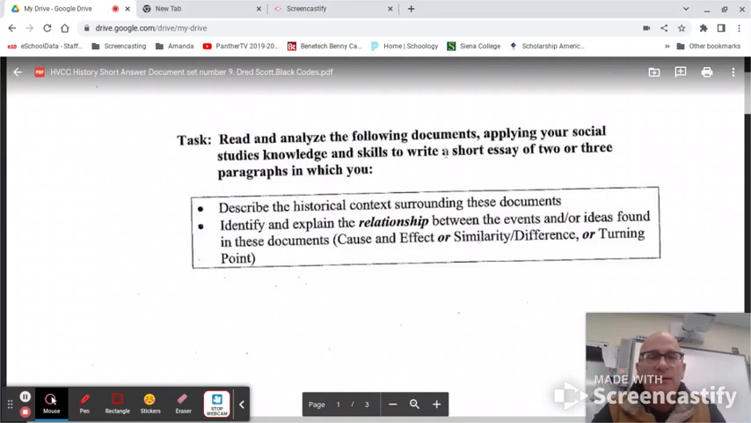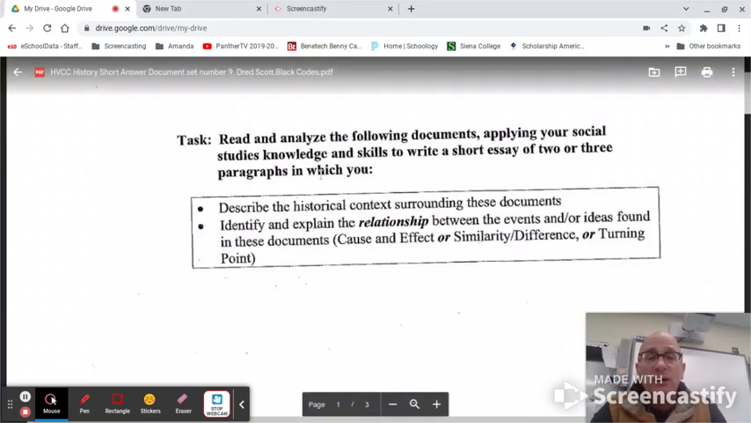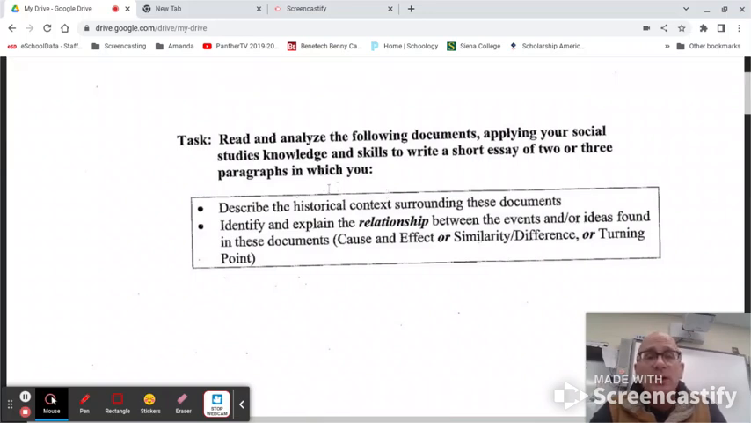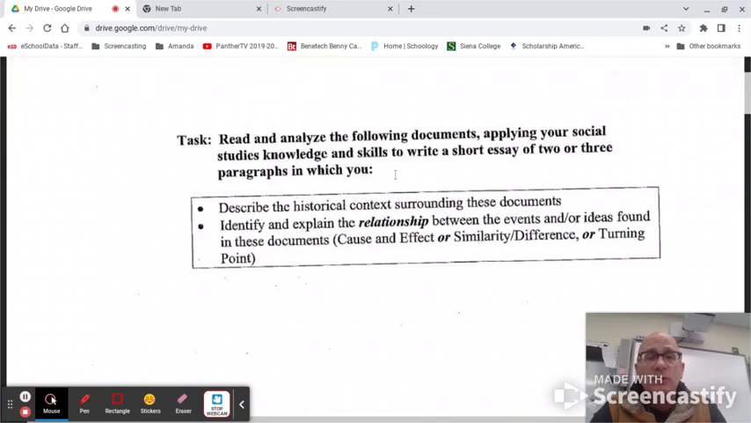So today we're going to practice one of the document sets that we're going to be covering in class this week during our discussion of Reconstruction following the Civil War. Just a couple of items as we begin.